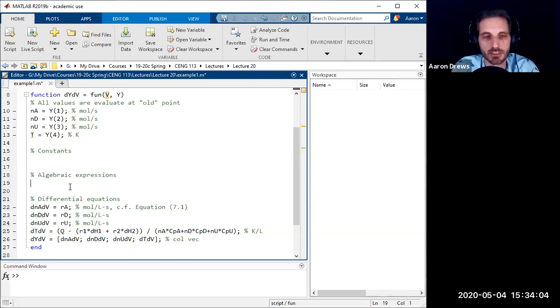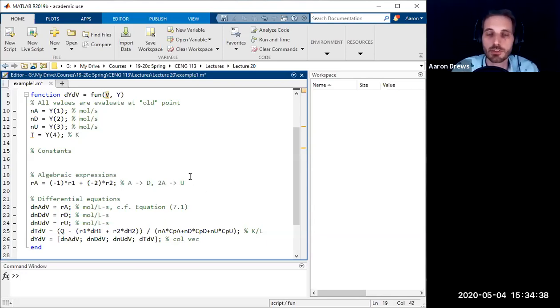But I know I need RA, right? And RA is going to be the net rate of A. So if you look back at the expressions we had, A goes to B, A goes to D, and also 2A goes to U. And so the net rate of A is the sum of each of those rates times the stoichiometric coefficient of A for each one. So that's going to look like a -1 times R1 plus a -2 times R2, right? That's going to be my net rate of A.